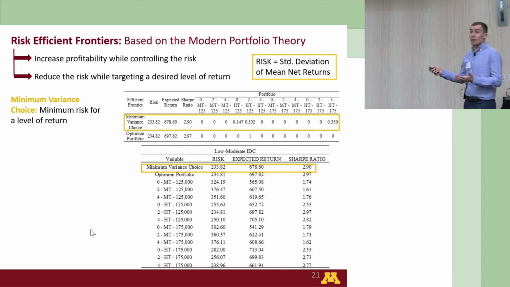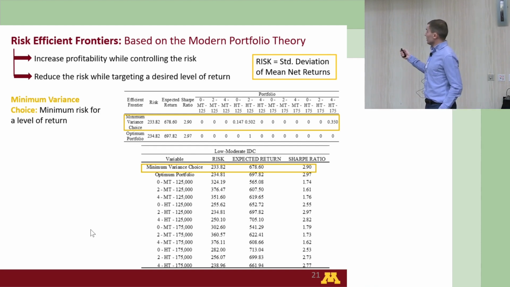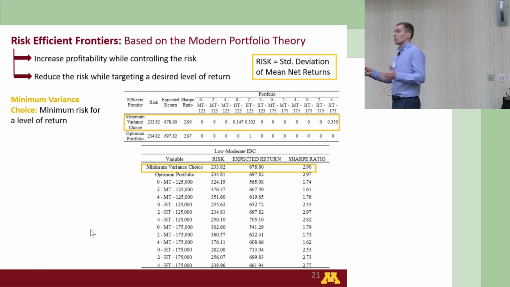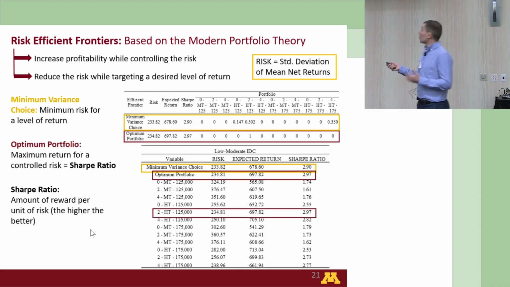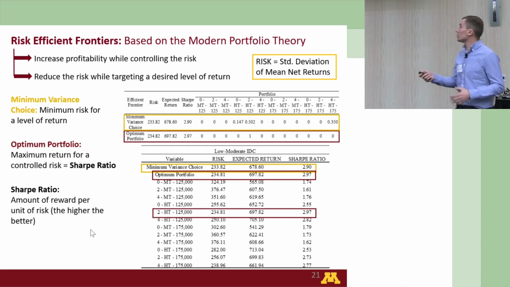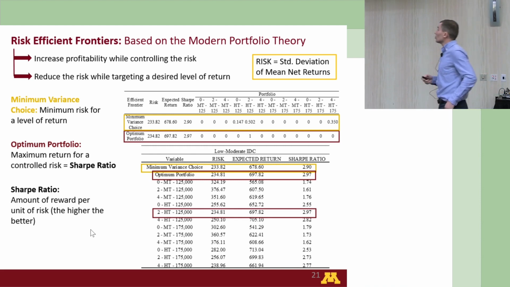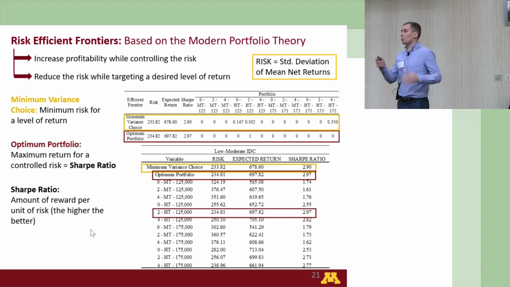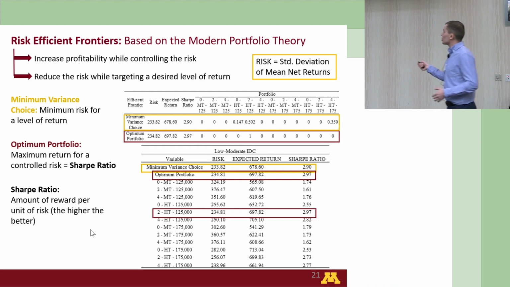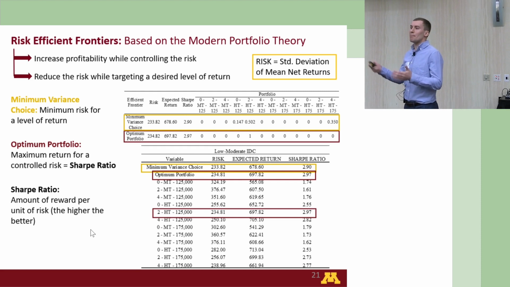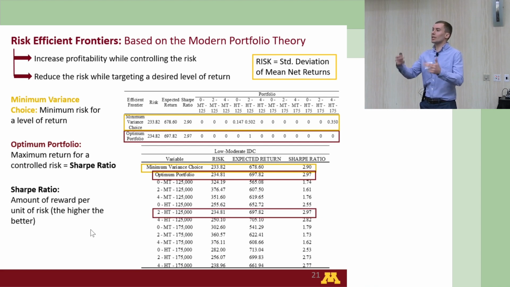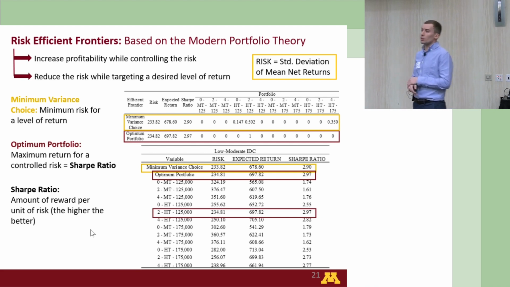So if a grower wants to minimize risk, then this grower would go with the minimum variance choice, which is basically the portfolio of treatment combinations or portfolio of management strategies that provides the lowest variability in net economic returns. Alternatively, if the same grower wants to maximize returns for a controlled level of risk, then this grower would go with the optimum portfolio, which is basically the portfolio of management strategies that maximize the Sharpe ratio. And what is the Sharpe ratio? The Sharpe ratio is a calculation that we do to estimate the amount of reward or return per unit of risk. So the higher the Sharpe ratio, the higher the expected return for every unit of risk.